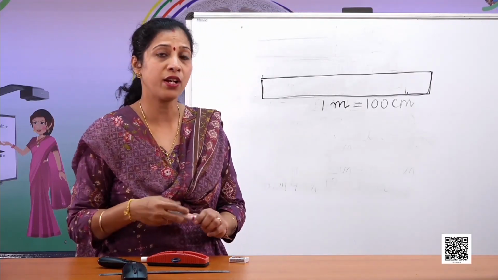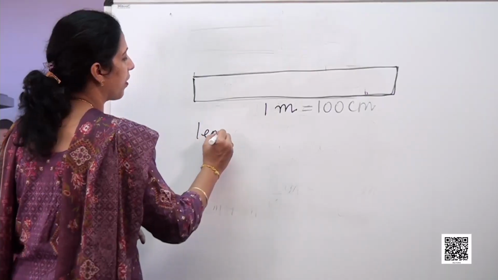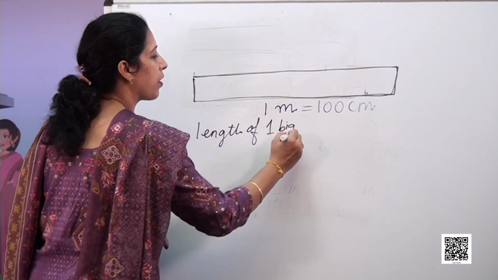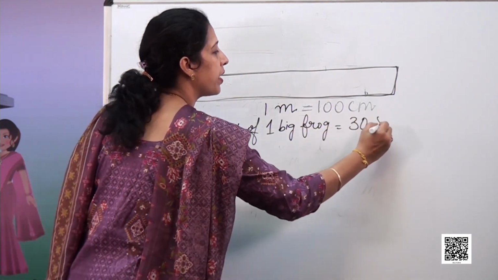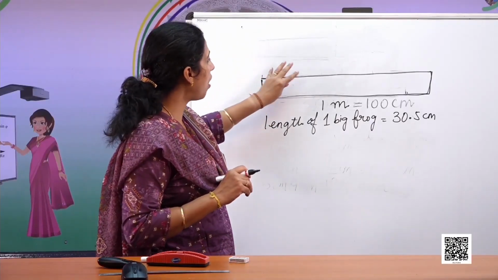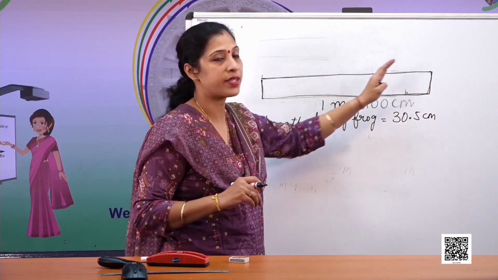So let's find out what is the length of one big frog. Just now we read that it is 30.5 centimeter. So now we have to find out how many big frogs can fit into this 1 meter scale.